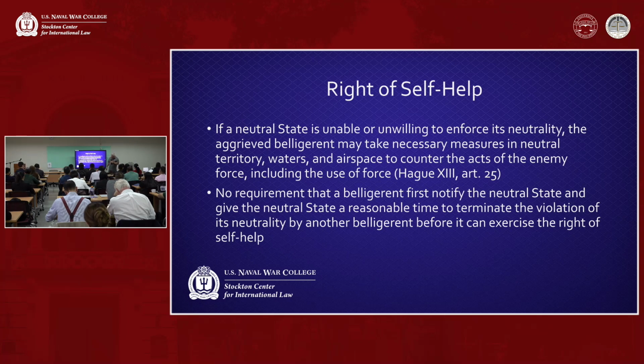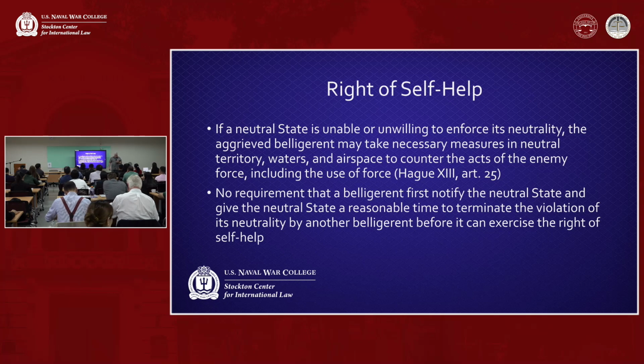So what is self-help? As I mentioned, if the neutral state is either unable or unwilling to enforce its neutrality, then the aggrieved belligerent can take the necessary action or necessary measures in neutral territory or neutral waters to counter the acts of the enemy. And that includes the use of force.